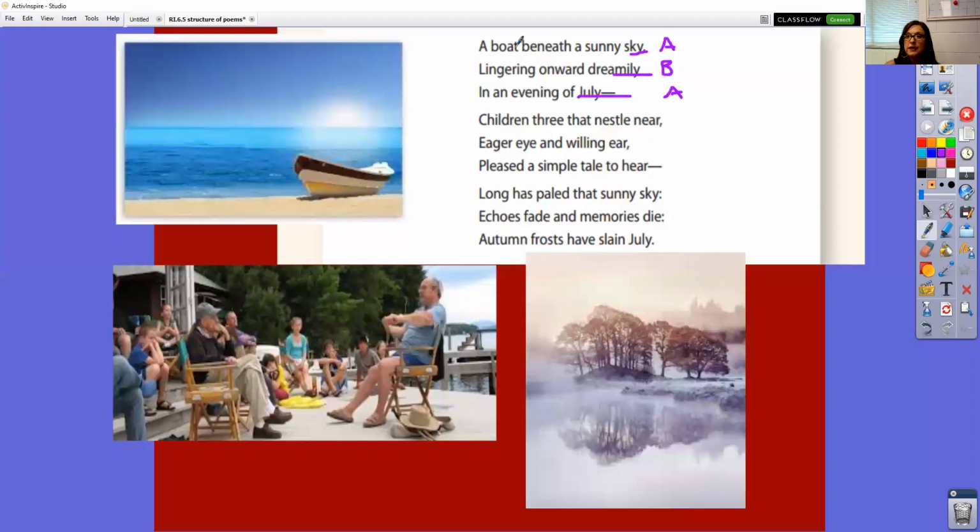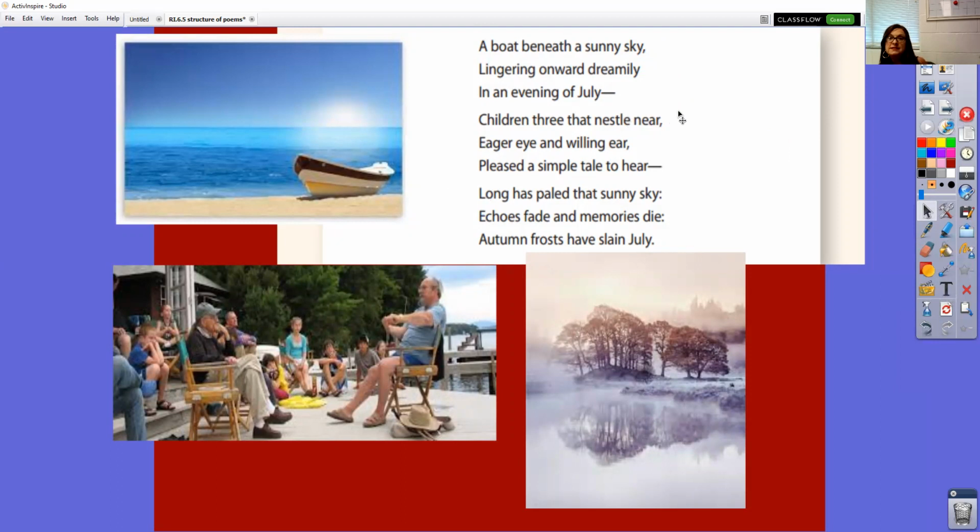We have 1, 2, 3 stanzas of 3 lines each with an ABA rhyme scheme. Okay, so let's take a look at our poem itself. We're going to analyze it, and the author does have it in 3 distinct stanzas, so that might often be symbolic of 3 different periods of time.